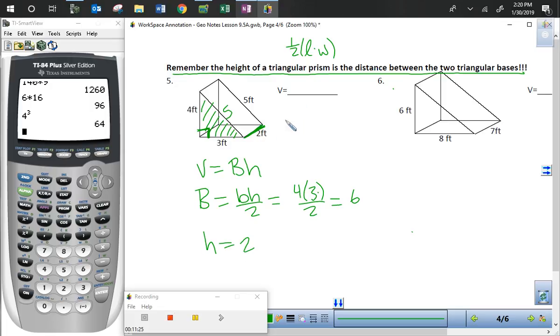So then, base was 6, height was 2, volume 12 feet cubed. Right?